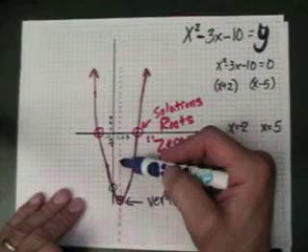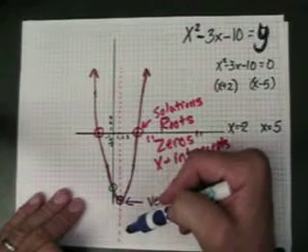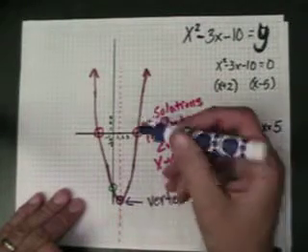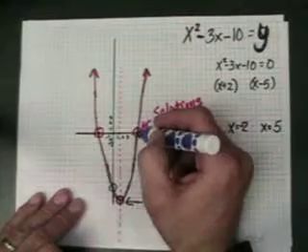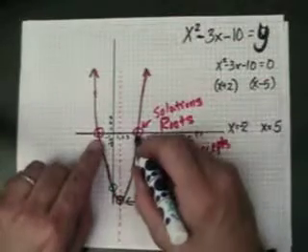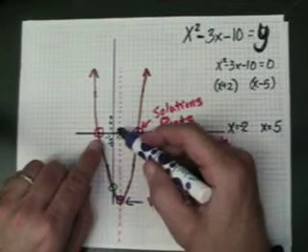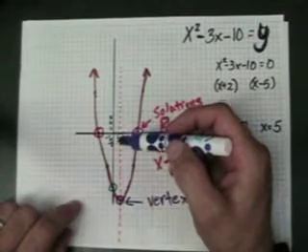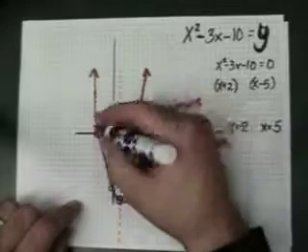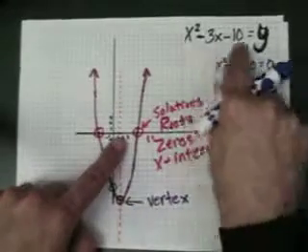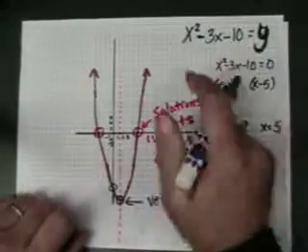This orange dotted line going right here is the axis of symmetry. It always is exactly halfway between the two solutions. So if you can find halfway between your two solutions, you can find the location of the vertex, or you can find the location of the vertex by plugging it back into your equation.